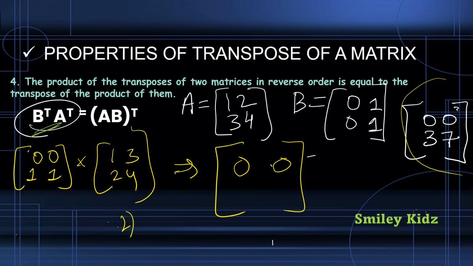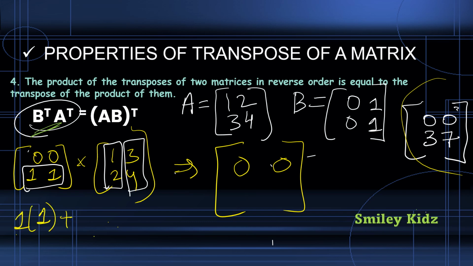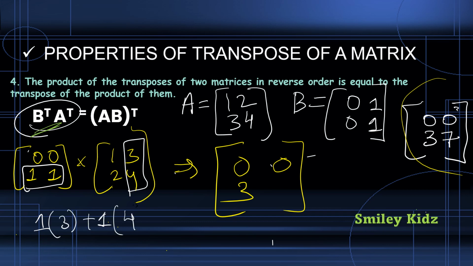Then I'm going to take the second row and multiply with the two columns. So here I'm going to erase them. Fine. So here I'll have 1 into 1 plus 1 into 2. This will be 1 plus 2, that is 3. So here 3 will be my third element. Then do it with the second column. That will be 1 into 3 plus 1 into 4. What will this be equal to? 3 plus 4, that will be 7. So here I'm going to have 7.